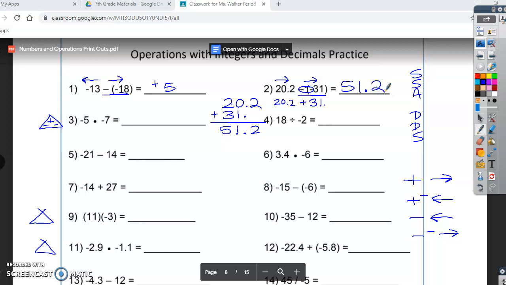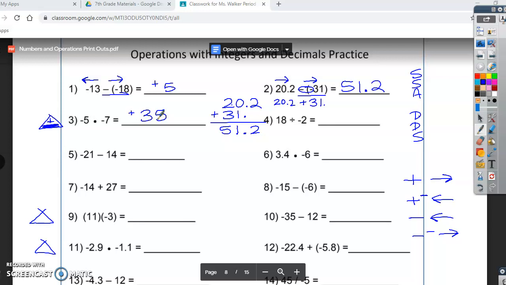Number 3, the easy problems, especially this because it has a 5. This is a triangle problem. You don't have to do it this way, but I like to do my signs first. Negative times negative is a positive. You don't have to put that, but this is like a reassurance for me that I paid attention to it. 5 times 7, 35. If you don't know, count up by 5s.